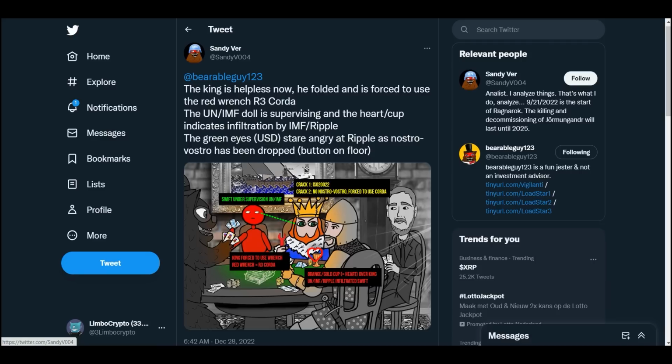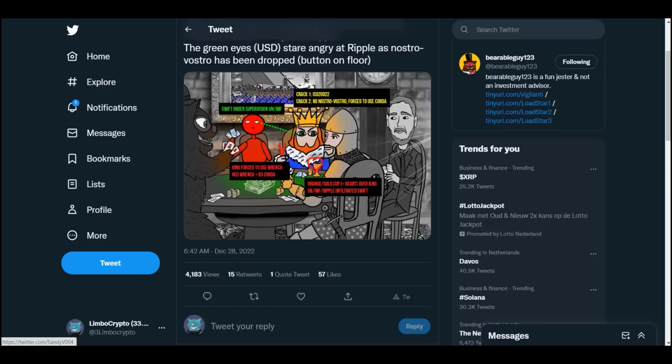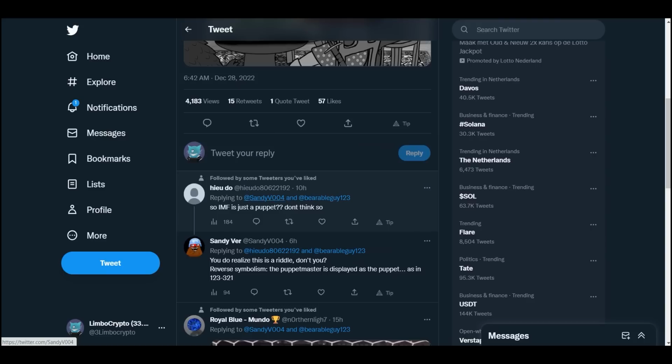The UNIMF doll is supervising and the hard cup indicates infiltration by IMF Ripple. The green eyes usually stare angry at Ripple as Nostro Vostro has been dropped. Button on the floor. Very interesting. So IMF is just a puppet? Don't think so. You do realize this is a riddle, don't you?